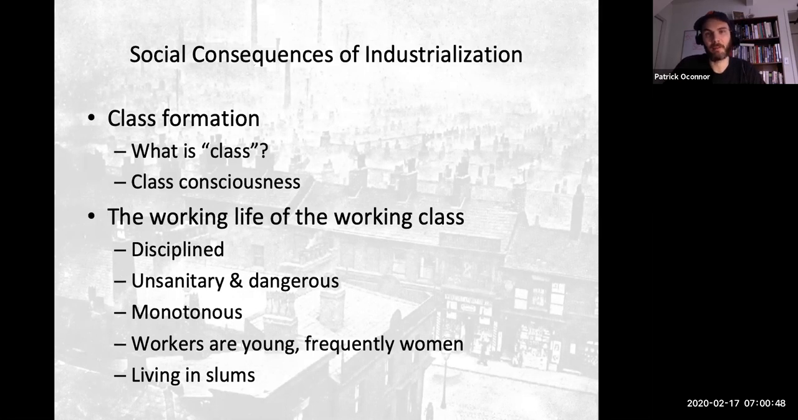And what's happening here is we're seeing the making of a new class of people, right? The people who have been moved off the land by enclosure, the people who have ended up in cities and in factories, they're becoming their own class, a specific social class. And they are what we could call the working class.